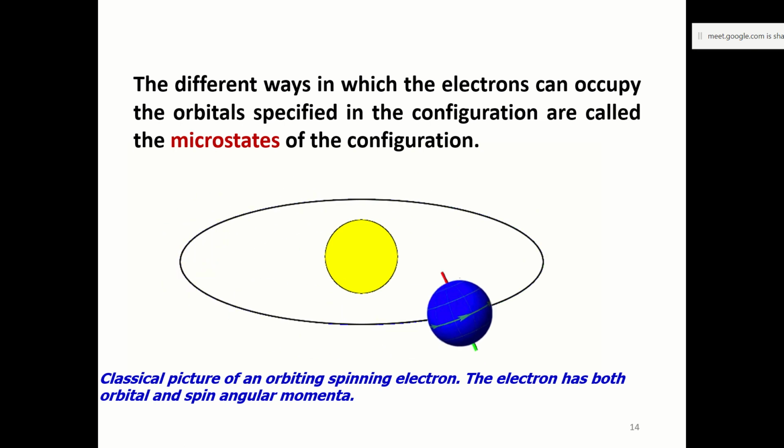Okay, so for the last two classes we have been discussing multi-electron systems and how we account for the spectroscopic transitions happening in them. In that context, I have started telling you that when you try to understand spectroscopic transitions, you need to understand all the energy states that are possible.